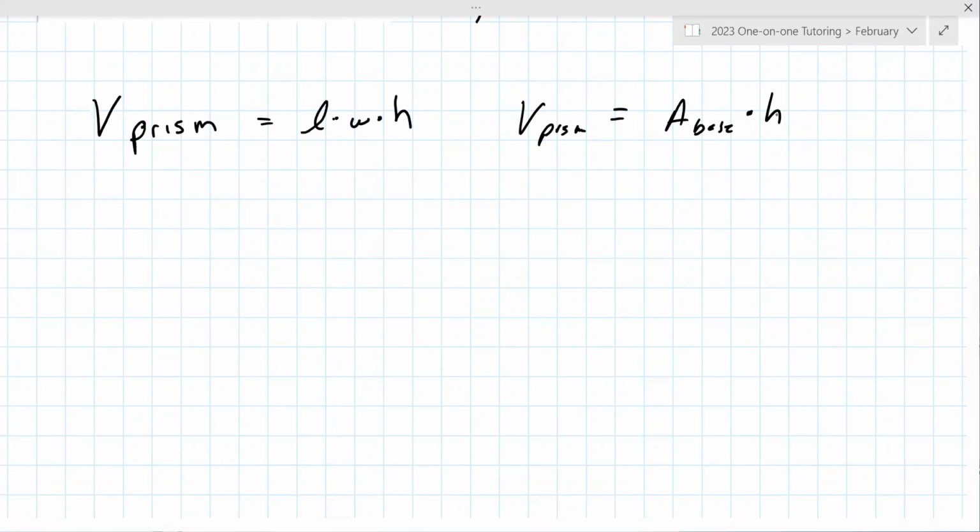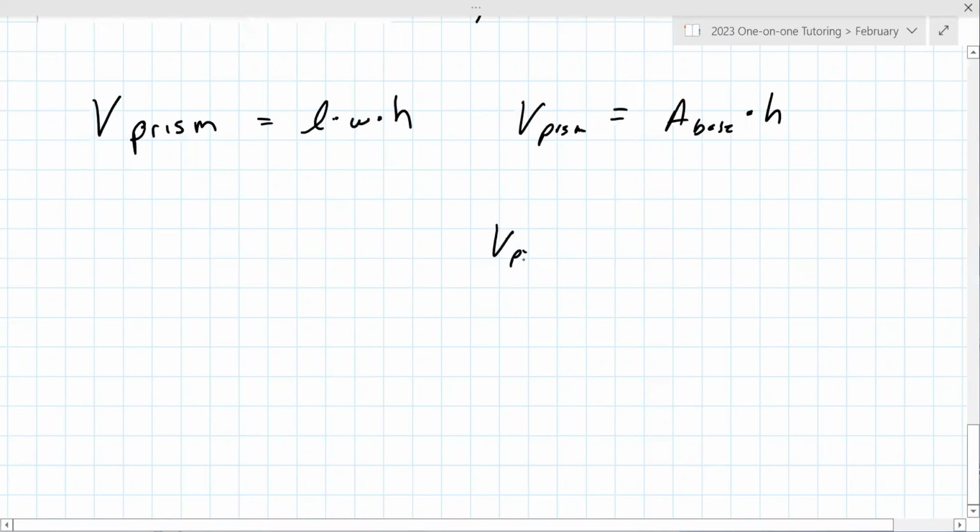Have you been doing any pyramids? I can't remember. Yes. Okay. So the volume of a pyramid is one third the area of the base times the height. Can you see why I made it under this one on the right here?